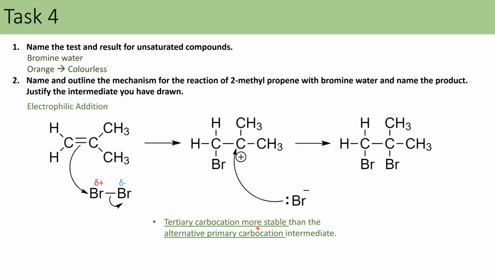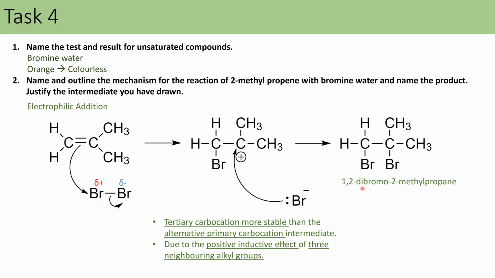This is because the tertiary carbocation has the positive inductive effect of 3 neighbouring alkyl groups, which makes it much more stable. 1 alkyl group, 2 alkyl groups, 3 alkyl groups, much more stable. If it were primary, you'd only have this 1 alkyl group feeding in its electron density via the positive inductive effect. There's our product, and it's 1,2-dibromo-2-methylpropane. Now you would have got the same product if you went through the other carbocation, because the bromines are simply adding across the position of the double bond, except this is the correct intermediate that it goes through because it's the more stable intermediate.